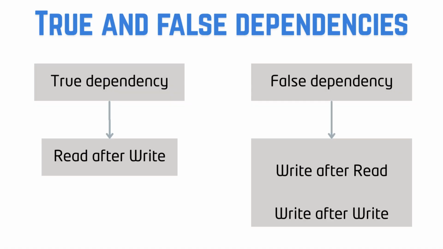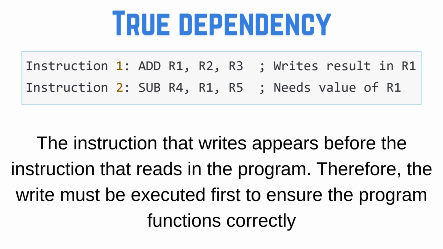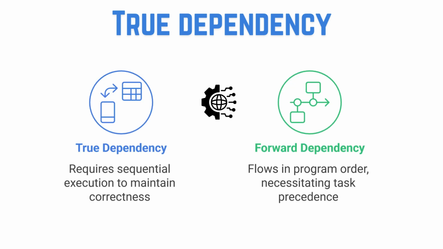Before wrapping up, let us look at one more key idea: the difference between true and false dependencies. Read-after-write data hazard is called a true dependency, whereas the other two hazards are called false dependencies. In this example, if instruction 2 executes before instruction 1 finishes, it will use an incorrect value of R1, leading to an incorrect result. This is called a true dependency because instruction 2 depends on the result of instruction 1. It is also called a forward dependency because the dependency flows forward in program order, meaning instruction 1 must execute first before instruction 2 can correctly execute.